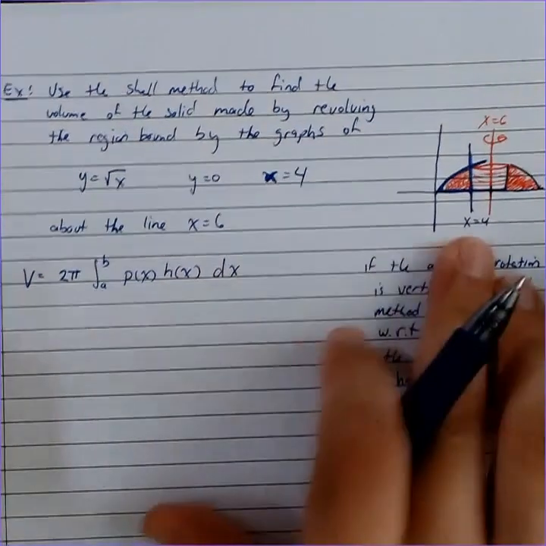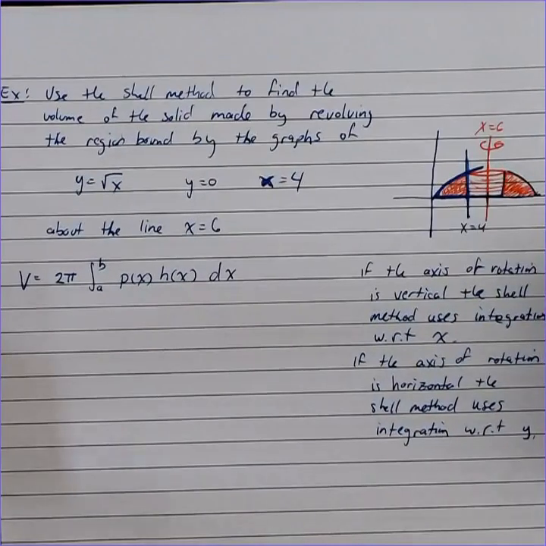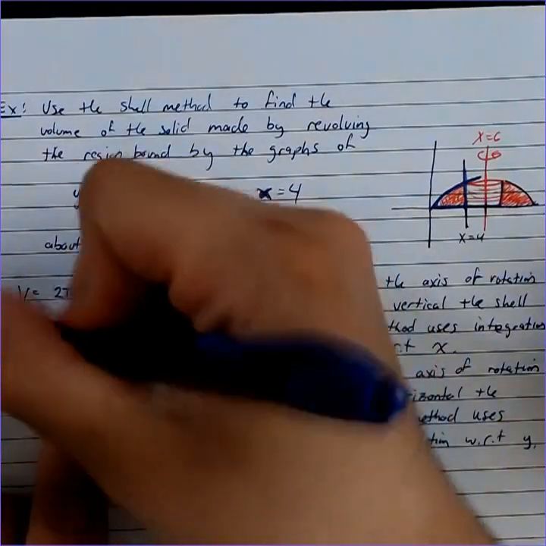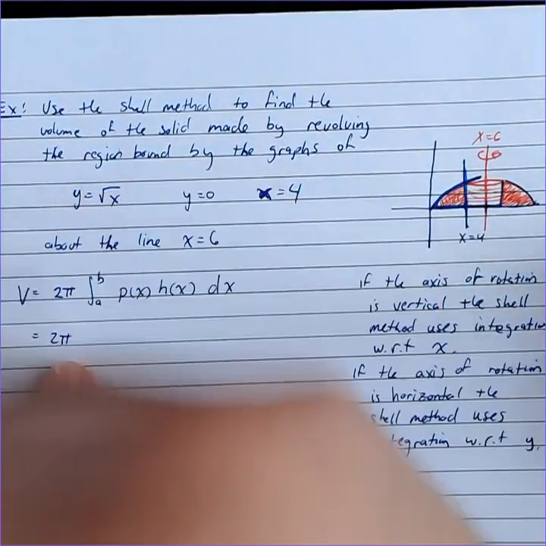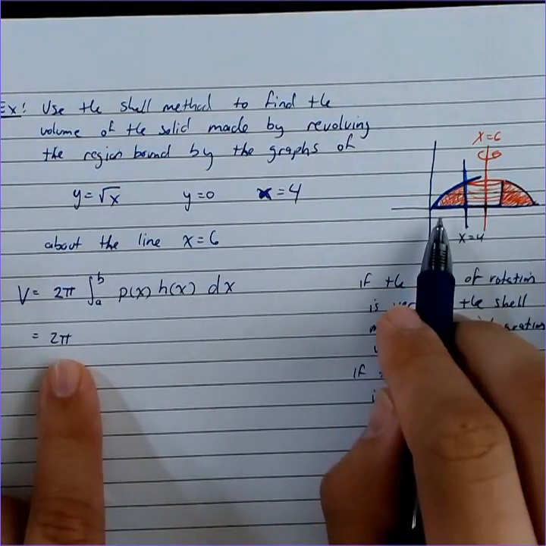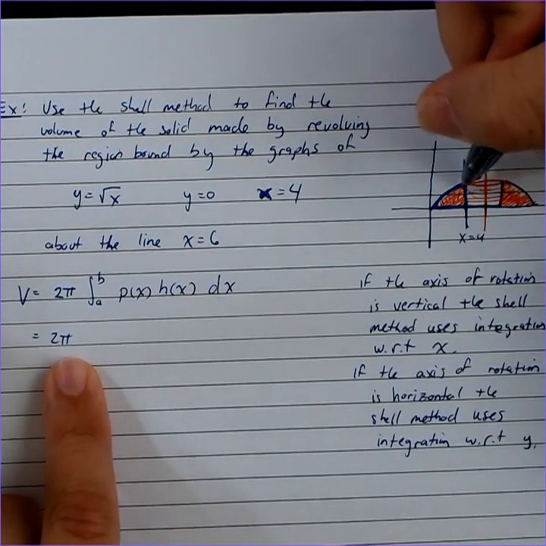All right, so here, let's go ahead and do this one with the shell method with respect to x. All right, so 2 pi is, well, it's just 2 pi. Now remember, this was our original region here before we revolved anything.